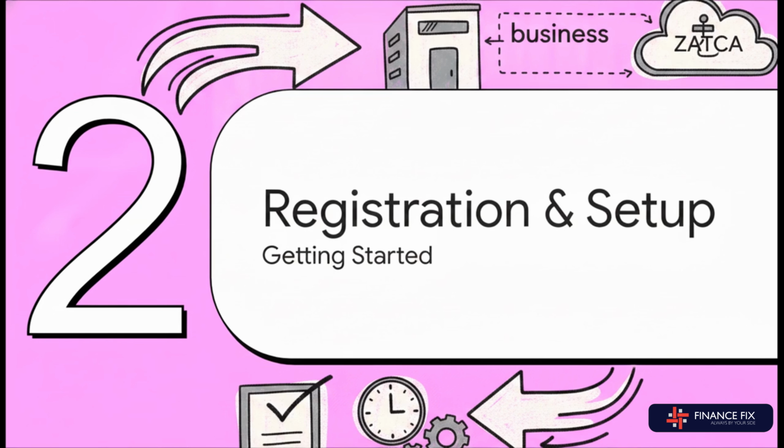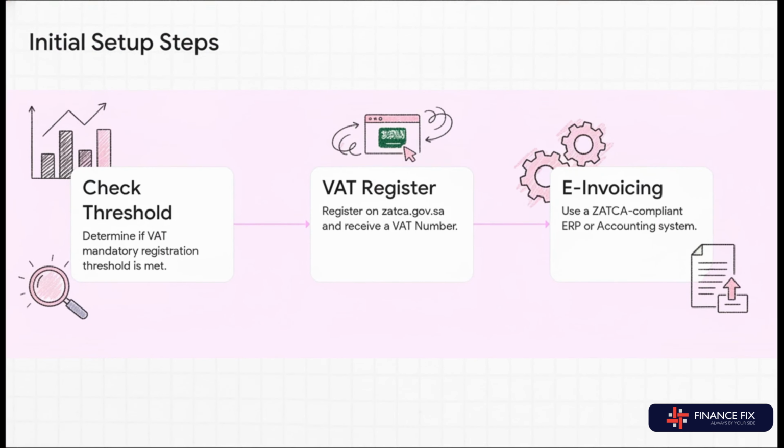Moving right along to Section 2, registration and system setup. Getting set up really boils down to 3 initial steps. First up, you've got to figure out if you actually meet the mandatory VAT registration threshold. Though, keep in mind, voluntary registration is totally an option too. If you do meet the requirements, Step 2 is heading over to the zatca.gov.sa portal to get registered and snag your official VAT registration number.